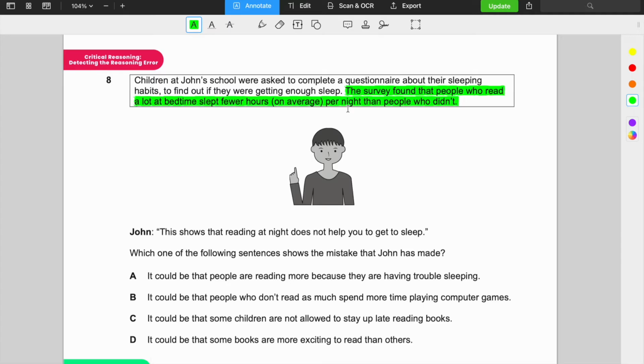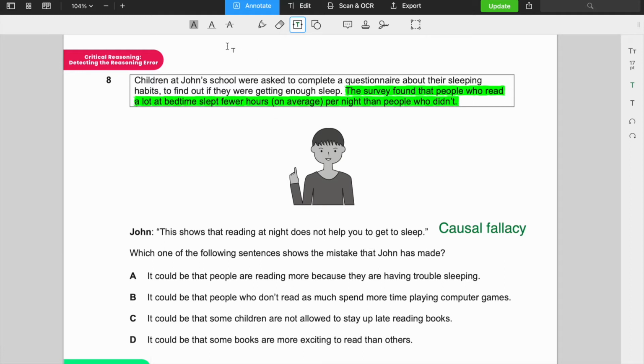Anyway, I went on a tangent, but just know that just because you have an association, that does not mean there is causation. That does not mean that reading at bedtime causes poorer sleep, okay? So we see these two things occur together, but it doesn't mean one causes the other. So John says this shows that reading at night does not help you get to sleep. So John has made a causal fallacy because he basically saw that this relationship was observed, and he goes off and falsely assumes causation when this could just simply be an accident, it could just be a coincidence, or there's other factors and variables at play.